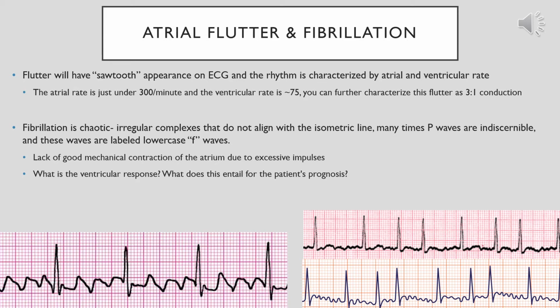The problem with atrial fibrillation is that it's chaotic. We don't see a good reason why the atrium are causing this indiscernible shaking instead of a nice pumping action. So you have a lack of good mechanical contraction of the atrium. There are too many impulses. The ventricular response, how many beats are happening through here? It's chaotic too. Some beats go through, some beats don't. This can lead to worsened outcomes where the patient gets short of breath, and it can lead to cardiac and pulmonary compromise.